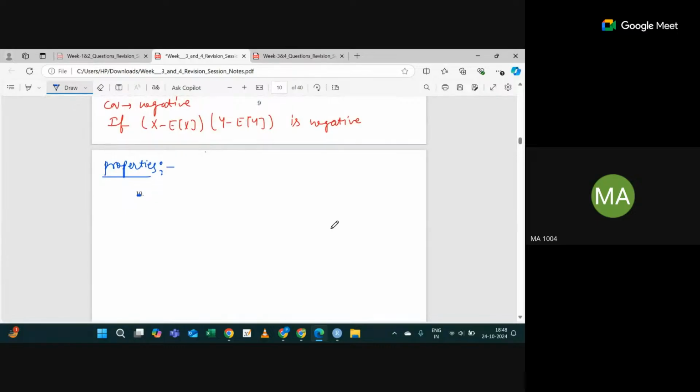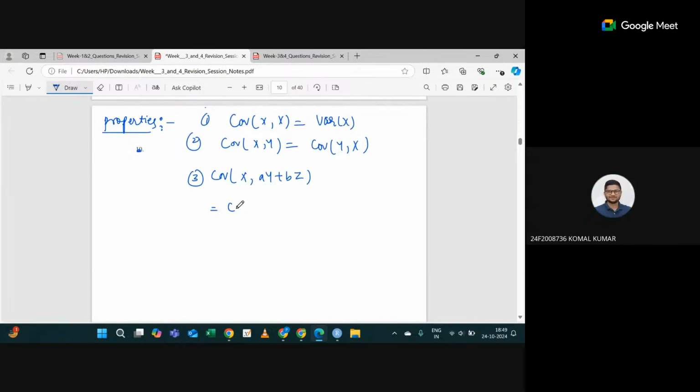Okay, don't worry. So there are some properties related to covariance. First one is, if you calculate covariance between x comma x, it will give you the variance of x, right? We have seen. Similarly, covariance of y comma y will give you variance of y, right? Another thing, covariance of x comma y is the same as covariance of y comma x. Third thing, tell me what will be the covariance of x comma ay plus bz, your 3 random variables. How can you proceed? Can I write covariance of x comma ay plus covariance of x comma bz?